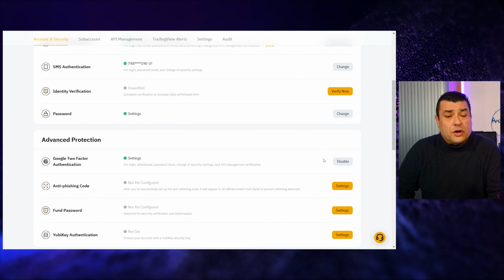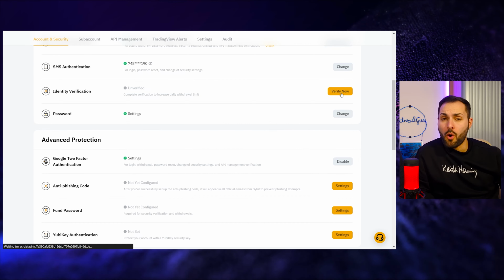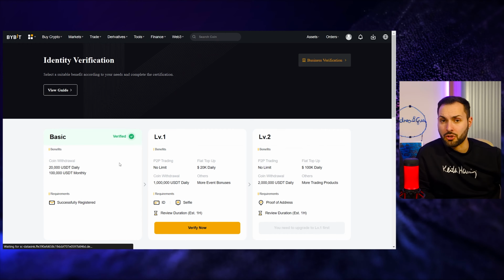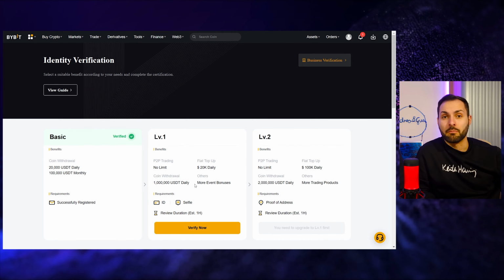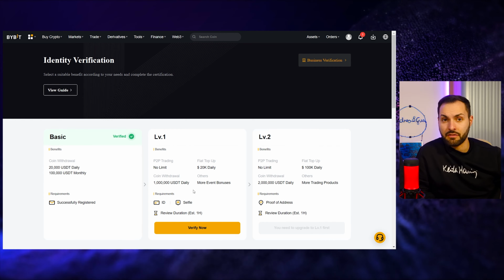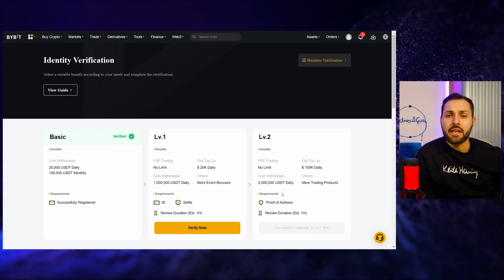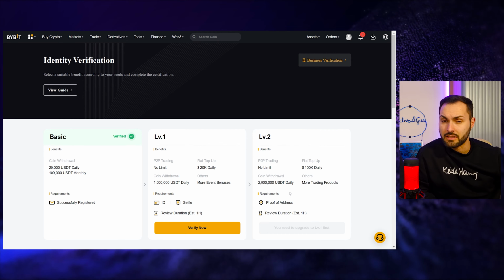To be able to use Bybit, you only need to provide your basic information for KYC verification. However, upgrading to level 1 by providing your photo ID and selfie will give you more benefits. For higher limits, upgrading to level 2 and providing a proof of residence is necessary.